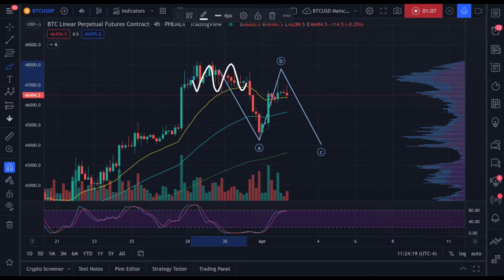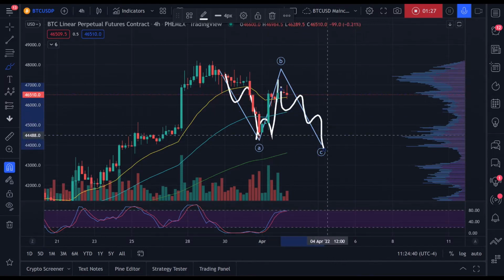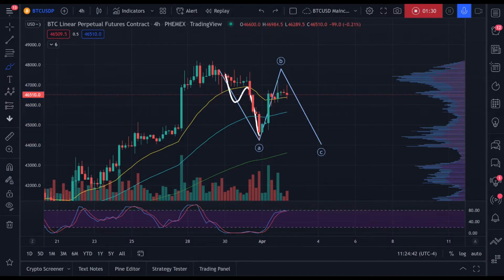And what do we know about corrective waves? Corrective waves come in 3, okay? ABC, WXY, WXYXZ, right? Triple threes, whatever. They come in 3 sequences, okay? So I'm seeing this being the first sequence, right? A flat correction. This flat correction being the second sequence, okay? And then I'm seeing 5 waves down as a third sequence. As for where I see it sort of finishing up, right?